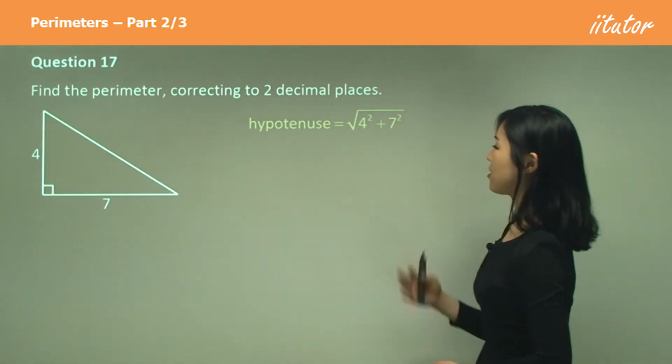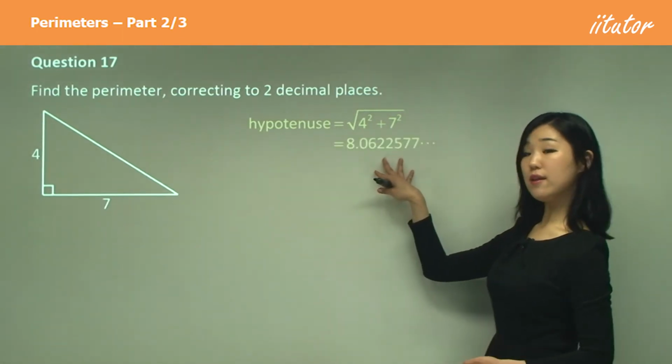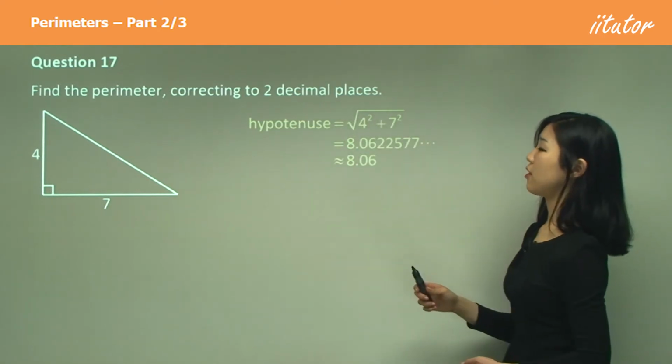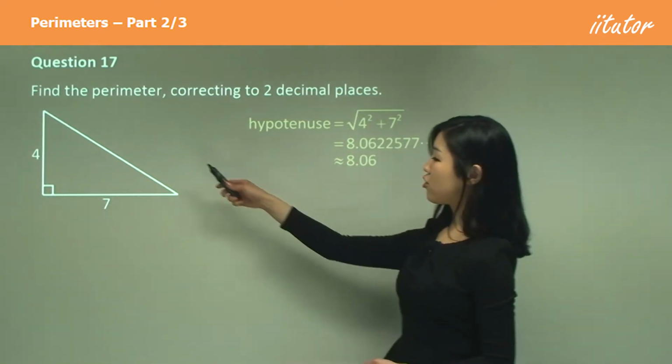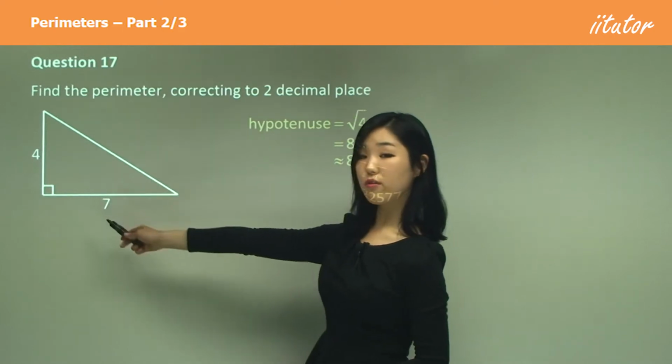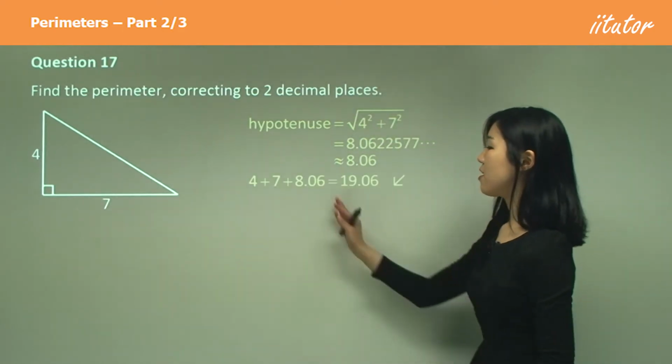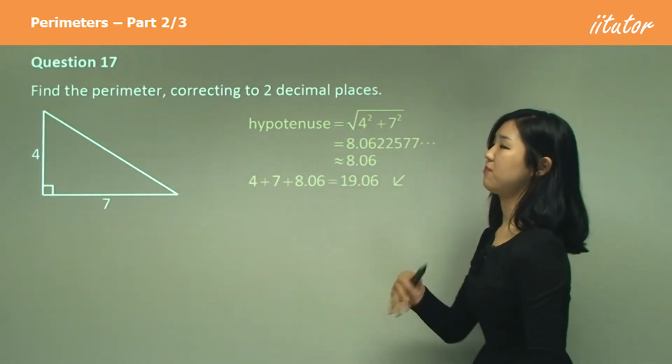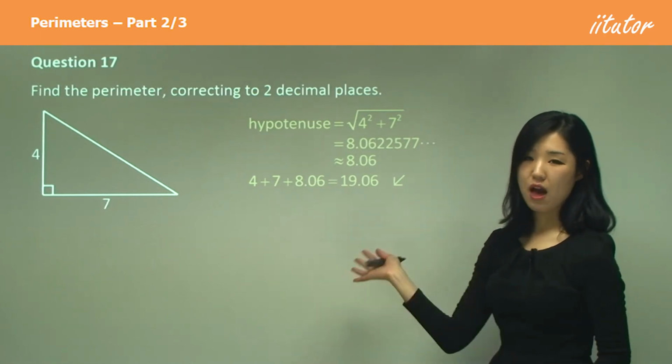Put that in your calculator. That one, 2 decimal places, so 8.06. Hypotenuse is 8.06, we've got 4 and we've got 7, so the perimeter must be those added together, which is this. Easy. Perimeter is usually easy if you have all the sides given.